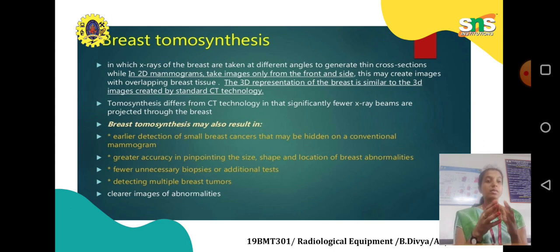Detecting multiple breast tumors. It is used to detect multiple breast tumors. Whether we have only one tumor or many tumors, we can identify all of them in breast tomosynthesis. Clear images of abnormalities. We can get very clear images of those things.